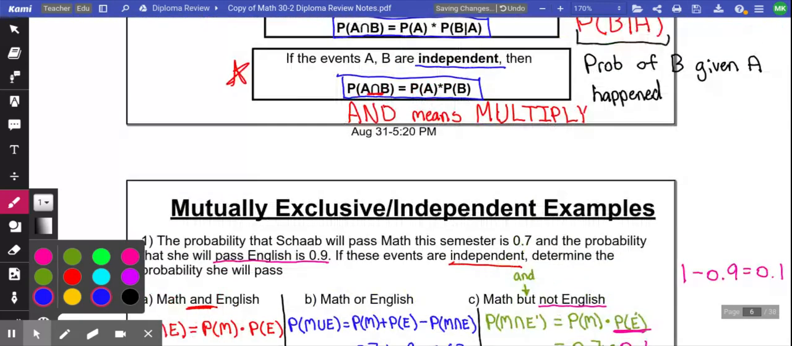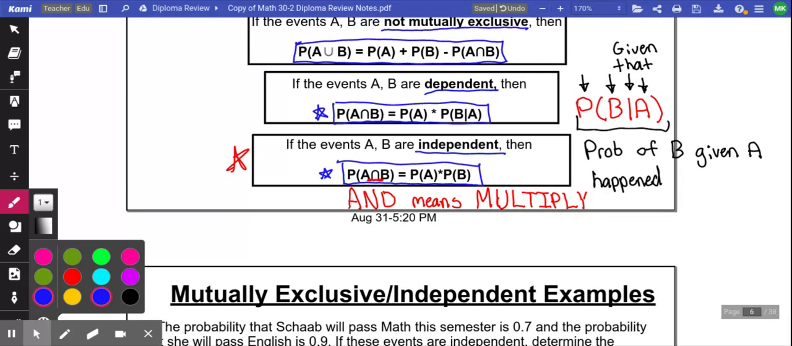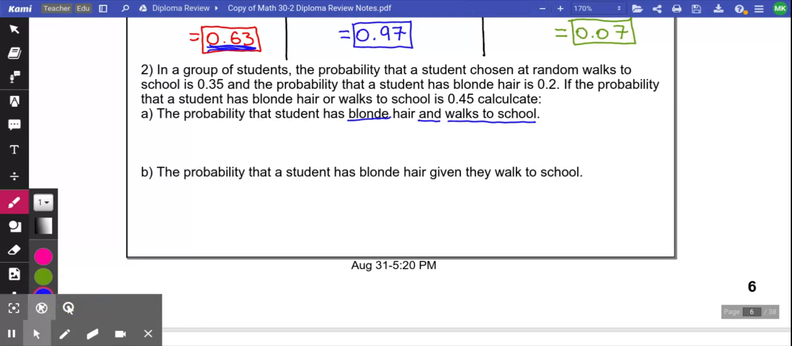We have two choices here. Choice number 1 is to use this formula for P(A and B), or this formula for P(A and B). One of them is the dependent formula. One of them is the independent formula. Independent means that the two events would not affect each other's probability. Normally, this question would tell you for sure whether things were independent or not. Now, logically, blonde hair and walking to school should be independent of each other. Your hair color shouldn't make a difference if you walk or not. But maybe in some crazy world, it actually does affect each other.